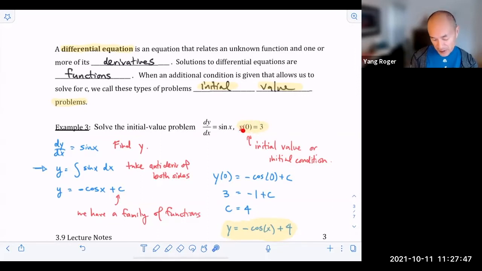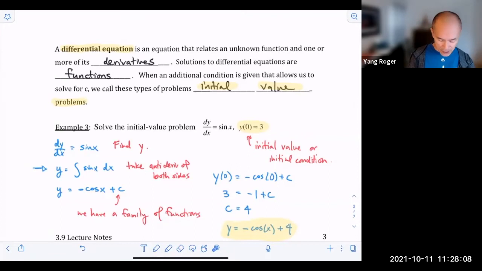They'll give you the function value at a point. And oftentimes they give you the function value when the x value is equal to 0. So when x value is equal to 0, that's usually what we call the initial value. Like time t equal to 0 is the initial time. So we call this the initial value or the initial condition.